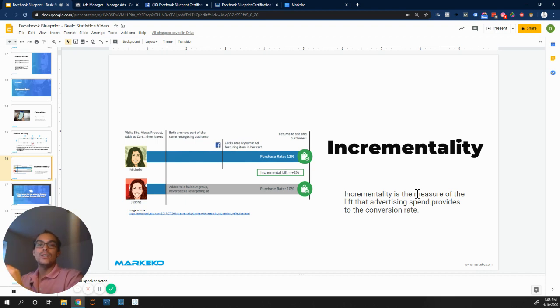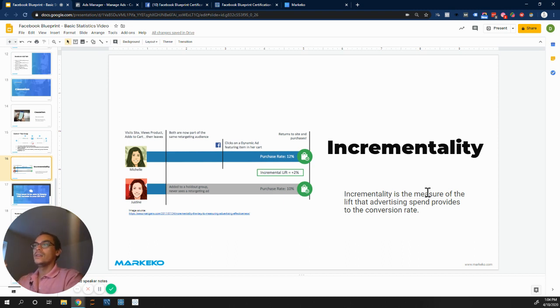And this is a big difference between A/B testing and lift test. With A/B testing, you're looking for correlation, you're looking for strategies and tactics to change your campaigns. With conversion lift and brand lift, what I'm really trying to look for is incrementality. So incrementality is the measure of the lift that advertising spend provides to the conversion rate. So am I increasing my sales? Same thing with brand lift.